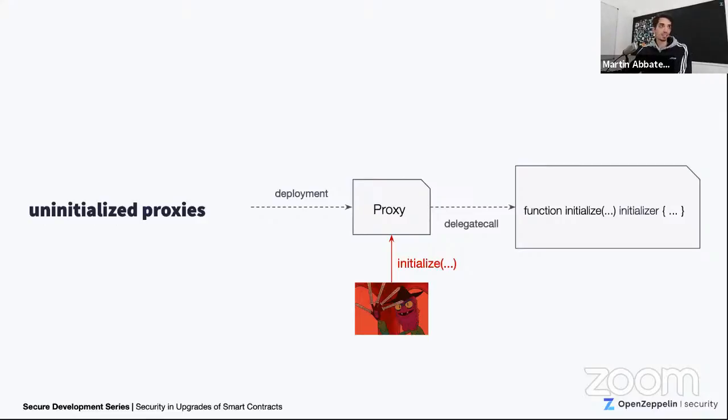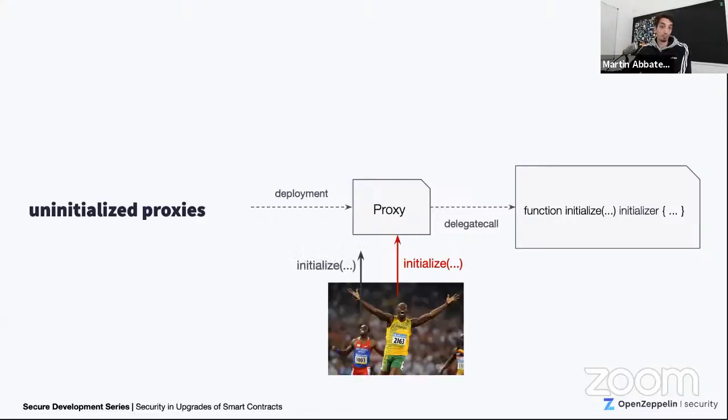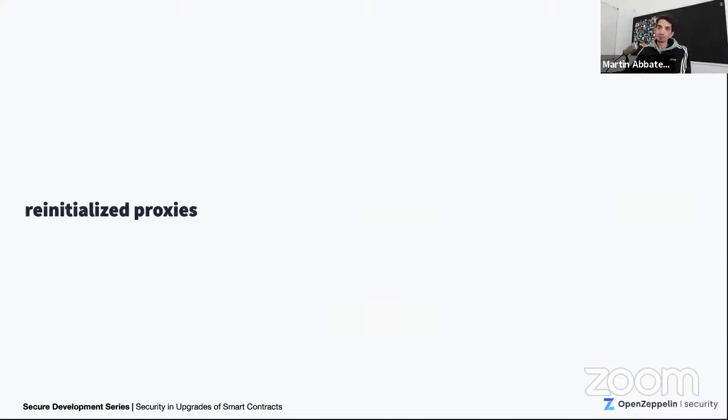Because it's not that simple sometimes, right? You might try to initialize it, but somebody else might front run you. If you don't do this atomically, you might deploy the proxy, try to initialize it, and if you don't have the right logic in there, somebody might front run you and might initialize it for you. So that's problematic as well. So make sure to do this atomically and take these kinds of things into account.